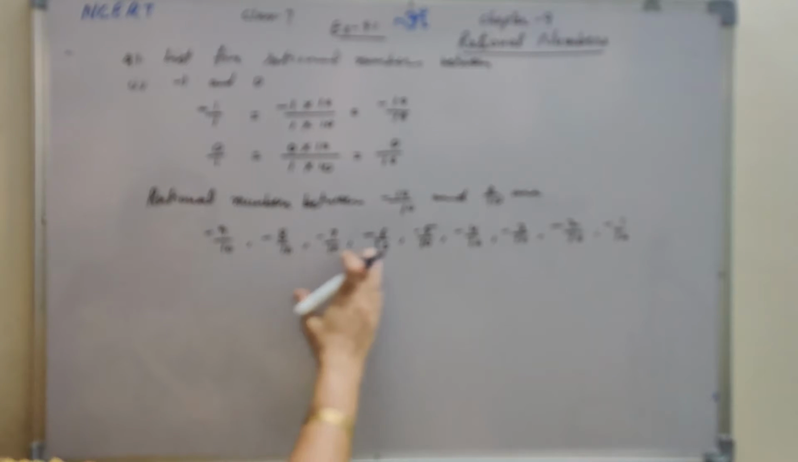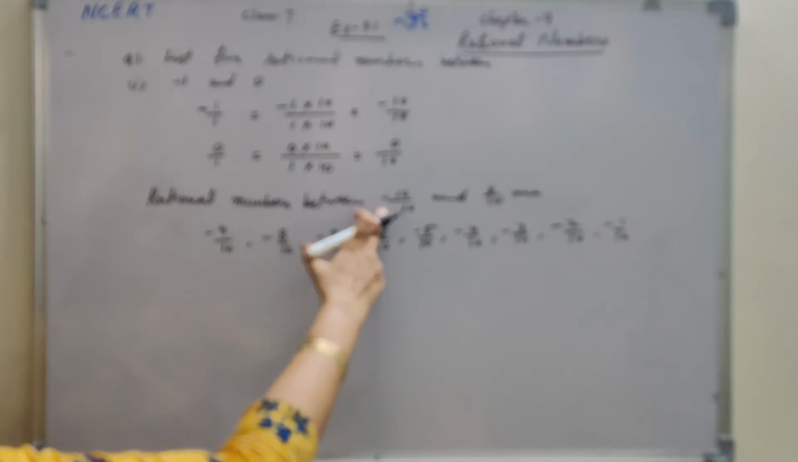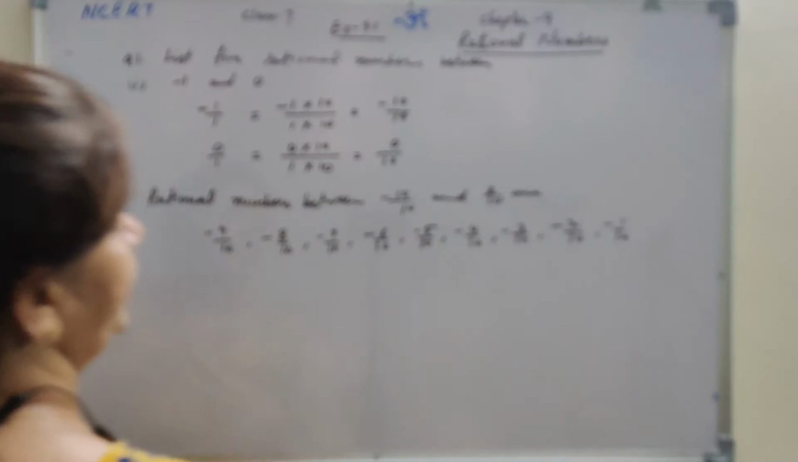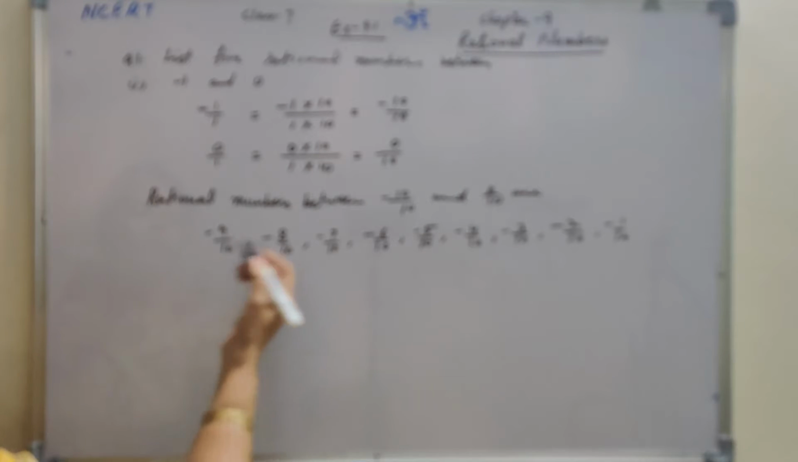There are 9 rational numbers lying between minus 10 by 10 and 0 by 10, which are equivalent of minus 1 and 0. And we have to list only 5, so you can choose any 5 from these 9.